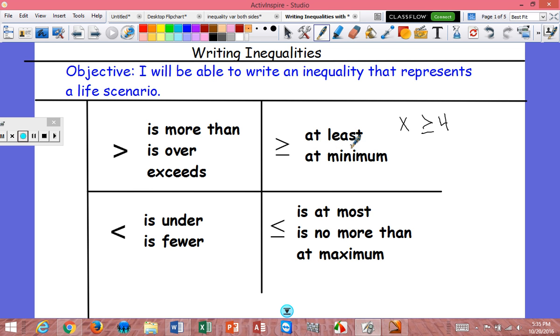If you see at minimum, that's saying, well, the smallest amount would be this number, and it's just going to go up from there. So the same thing for less than or equal to, you're going to see something like at most, no more than, maximum. So if you go into a restaurant and you see a maximum capacity sign of, let's say, 450 people, that means that this restaurant can hold 450 people, but no more than that. So it would have to be less than or equal to 450.